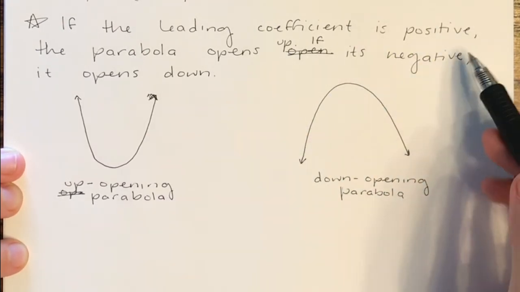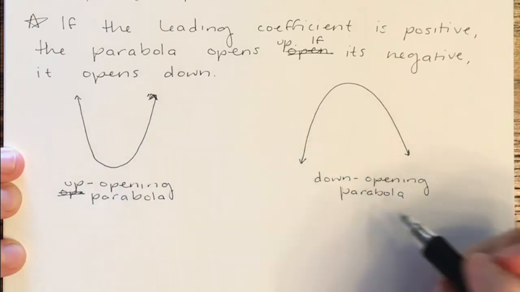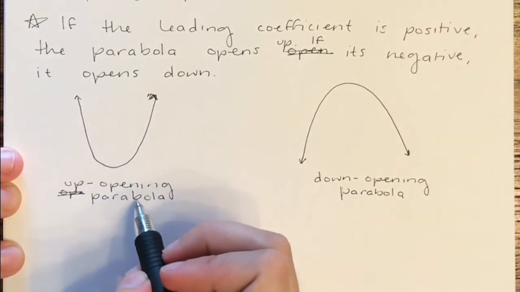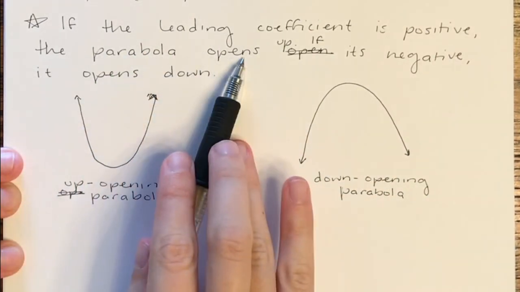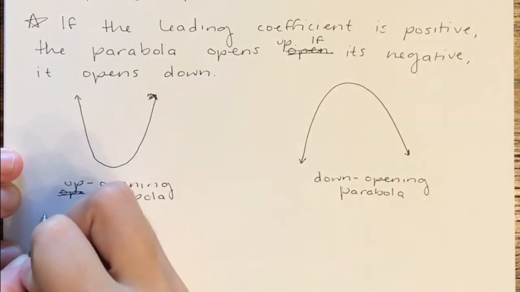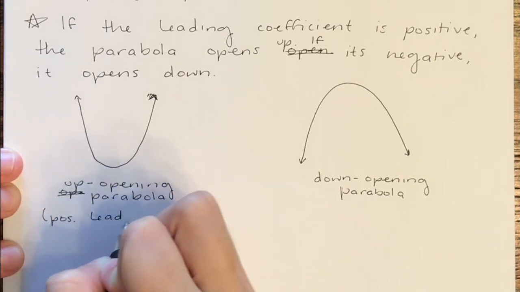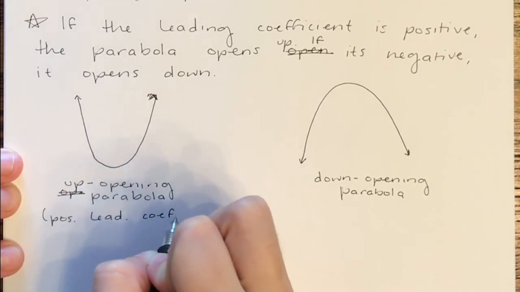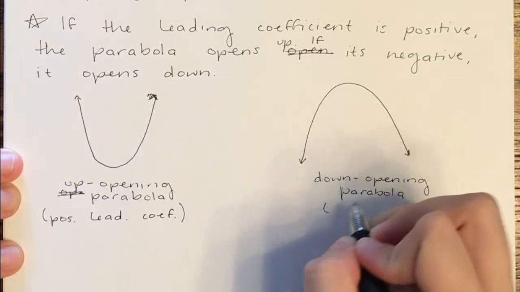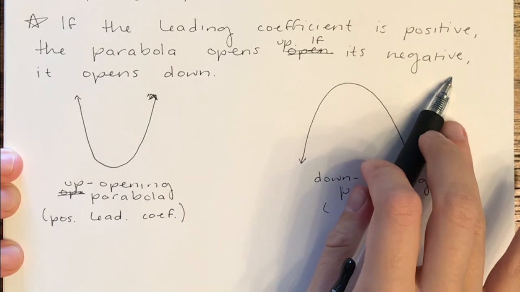So based on our fact above, what can we say about the symbolic representation of these functions? Well, this one's up opening. We said that a parabola is going to open up if we have a positive leading coefficient. So this one has a positive leading coefficient. I'm going to shorten all those words for time. Down opening parabola means that it's negative.